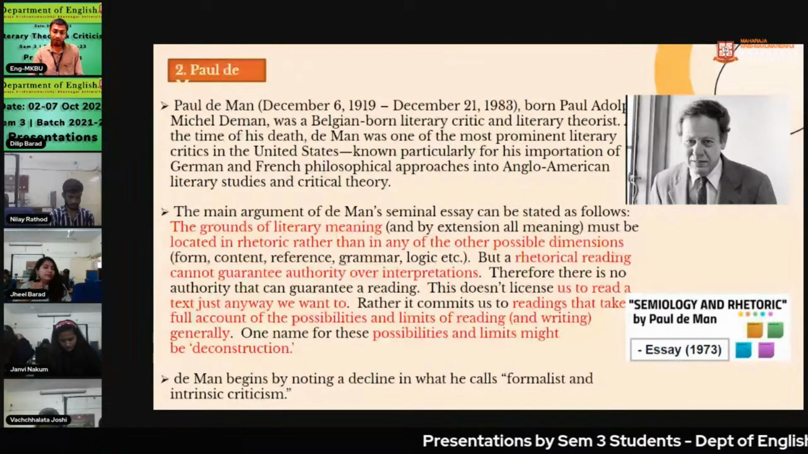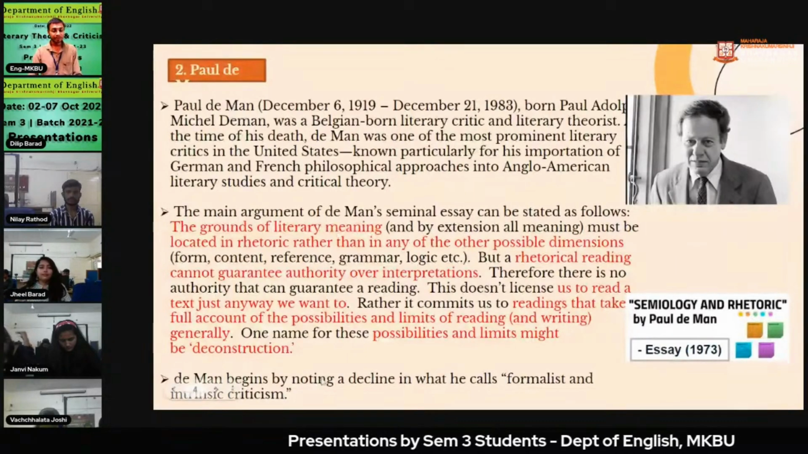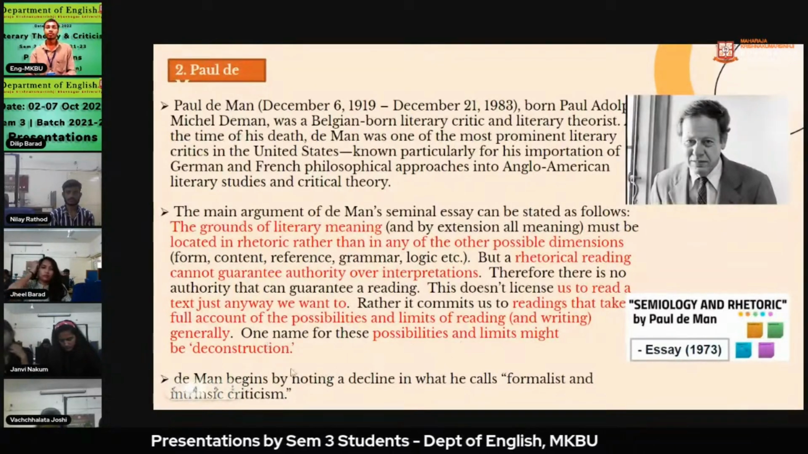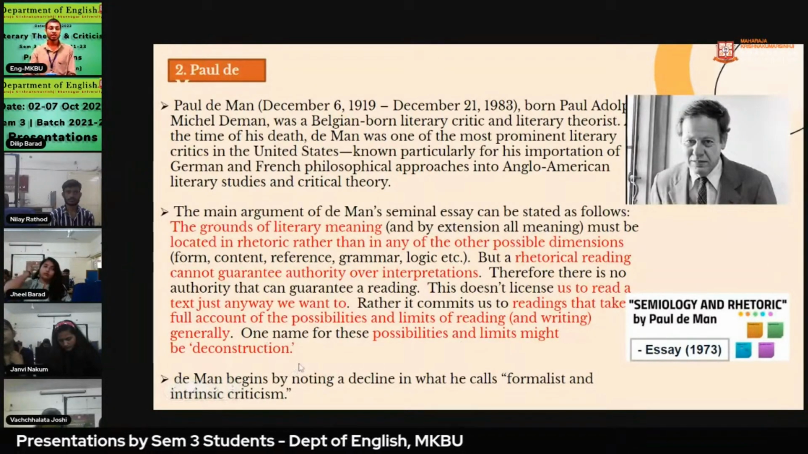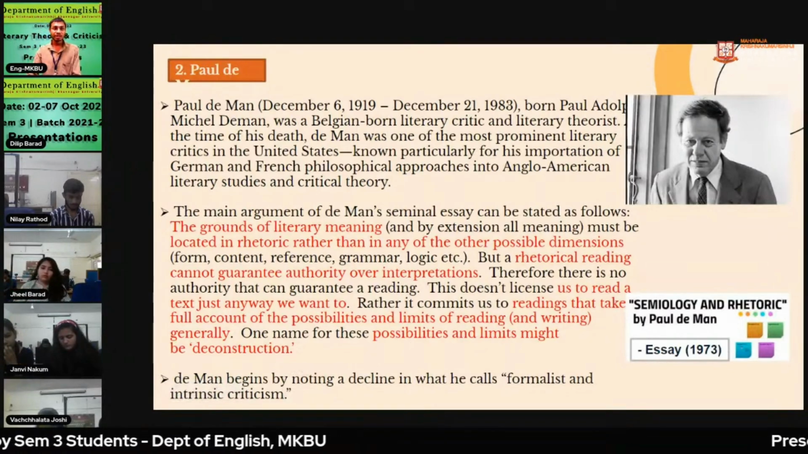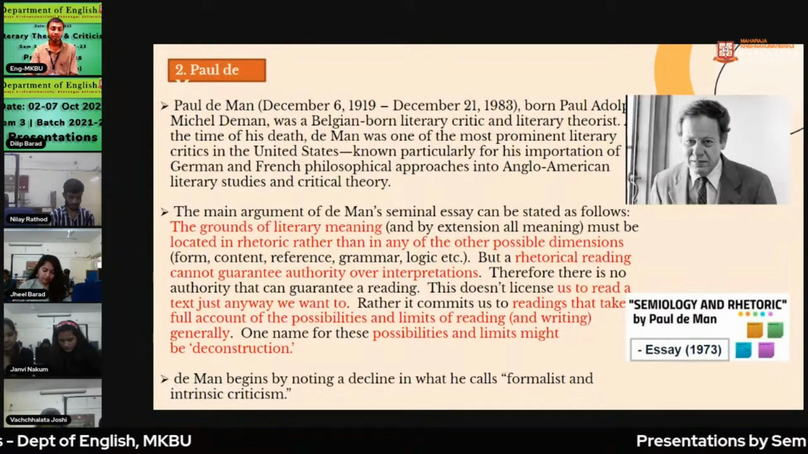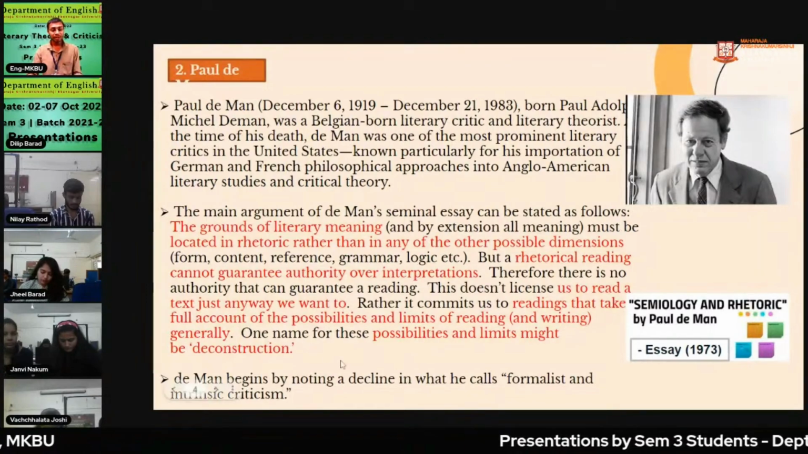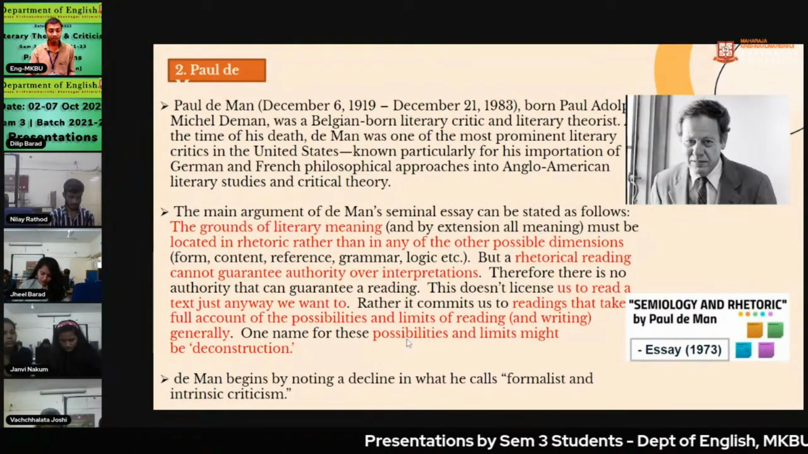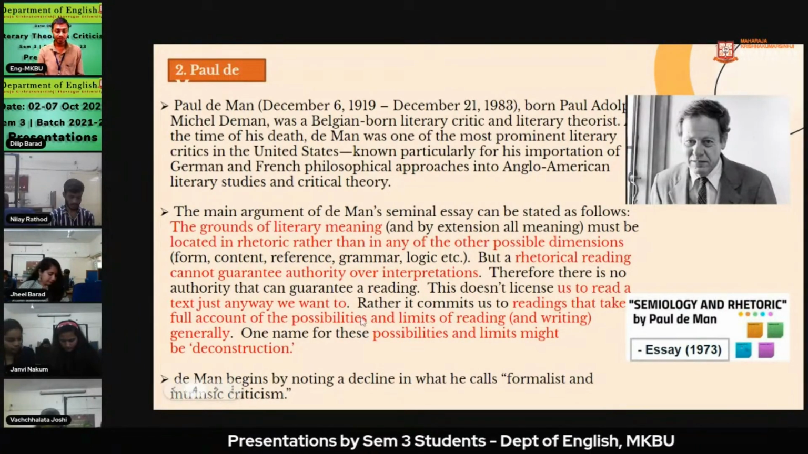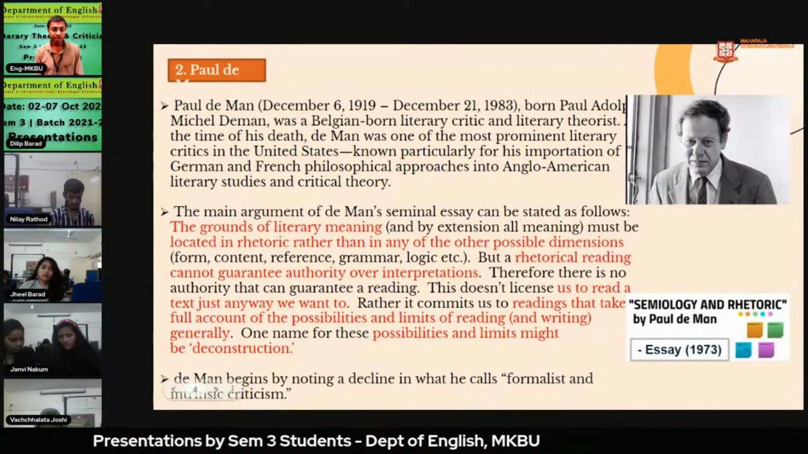And one name for these possibilities and limits might be deconstruction. So again, it is revolving around this main concept. That is the key concept of our presentation. That is deconstruction. So it must be deconstructive in a sense. So the demand begins by noting a decline in what he calls formalist and intrinsic criticism. The formalist and intrinsic. So let us move ahead.